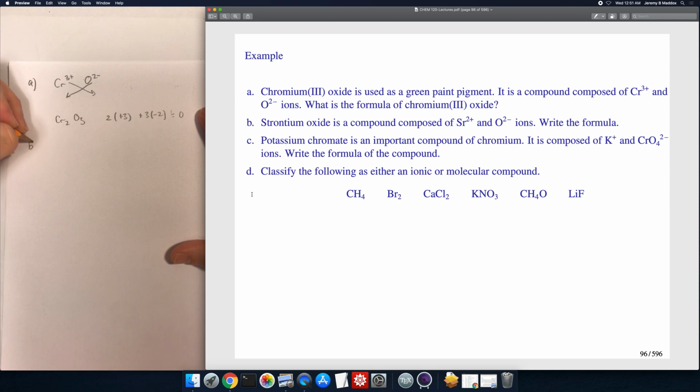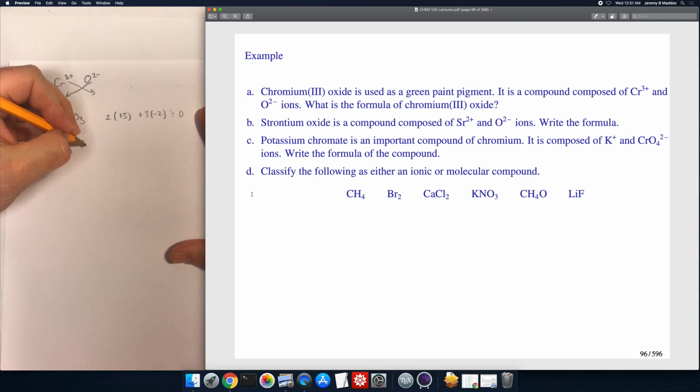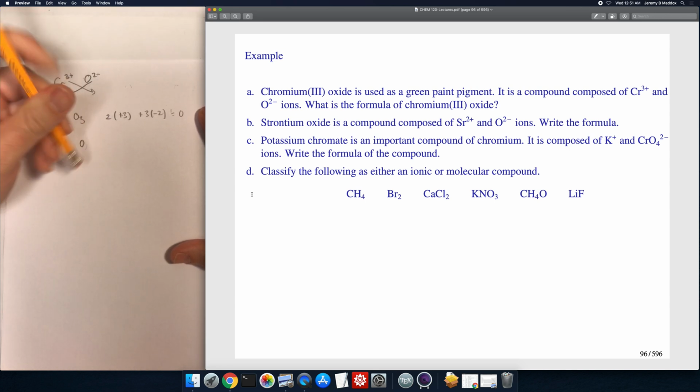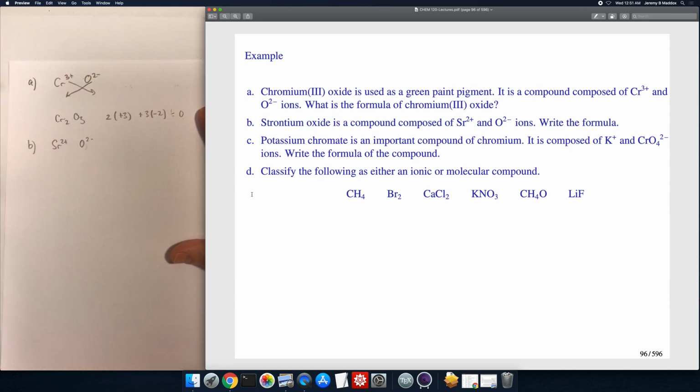For part B, we can do the same thing. We've got strontium ions and oxide ions. We bring the charges down. Here, however, 2 to 2 is not the lowest whole number ratio. We can reduce this even further to 1 to 1. And so this is the correct ionic formula for strontium oxide.